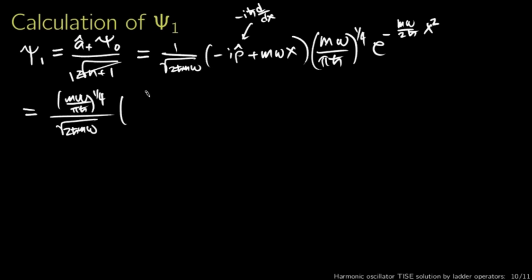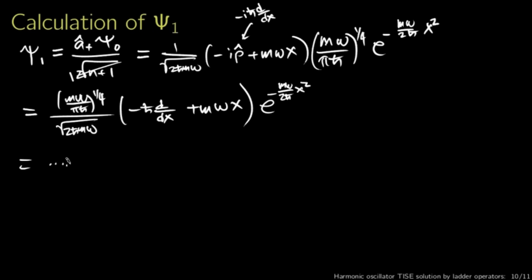Simplifying this expression out, we end up with minus h bar d by dx plus m omega x, all acting on e to the minus m omega over 2 h bar x squared. Now, this term with the m omega x, that's going to be easy. The derivative here is going to be relatively straightforward as well.